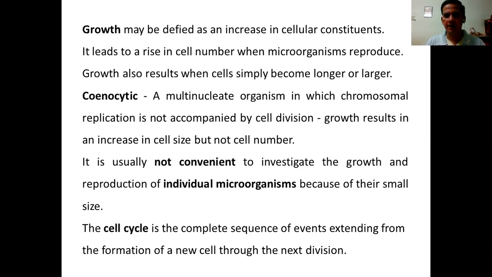Now there's another term, which is called the cell cycle. The cell cycle is the complete sequence of events extending from the formation of a new cell through the next division. It means that once a single cell has divided into two cells, the daughter cells are formed, and from those daughter cells the cell cycle starts. It will ultimately pass through maturation, to the time point where it is fully matured. That leads to the development of the cellular components, cell wall, cell membrane, and other organelles. When fully matured, it is ready to divide further and form two more cells. That whole process, right from the formation to the next division, is called the cell cycle.